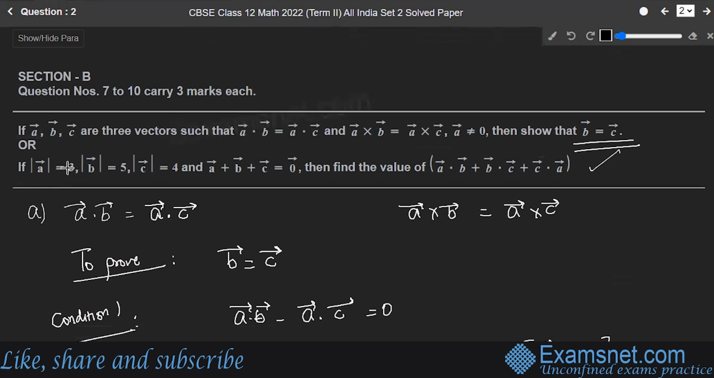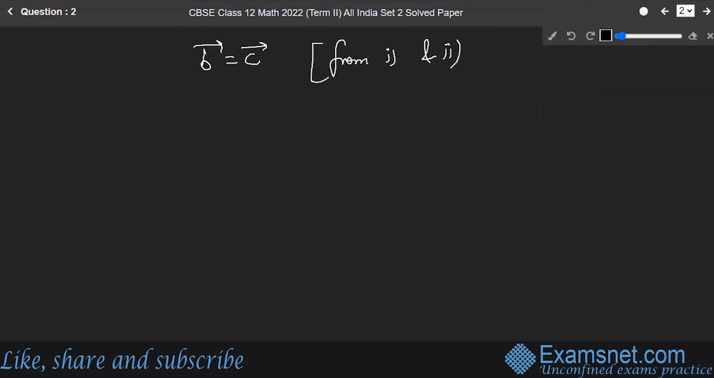Second option is again vector. The magnitude of A vector is 3, B vector is 5, C vector is 4, and A plus B plus C is equal to 0. Then you have to find the value of A dot B plus B dot C plus C dot A vector. Okay, so let's go on solving this. Here we go with the B part.